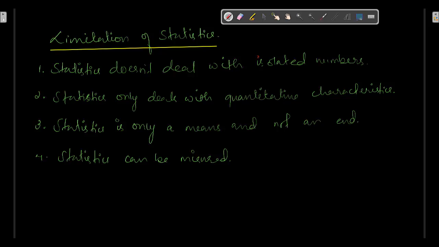Okay, so let me repeat again: statistics does not deal with isolated numbers. One single number does not constitute statistics. Number two, it does not deal with quantity. It only deals with quantitative characteristics. That means it does not deal with qualitative characteristics. Number three, it is only a means and not an end result. Lastly, it can be misused. So these are the limitations of statistics.